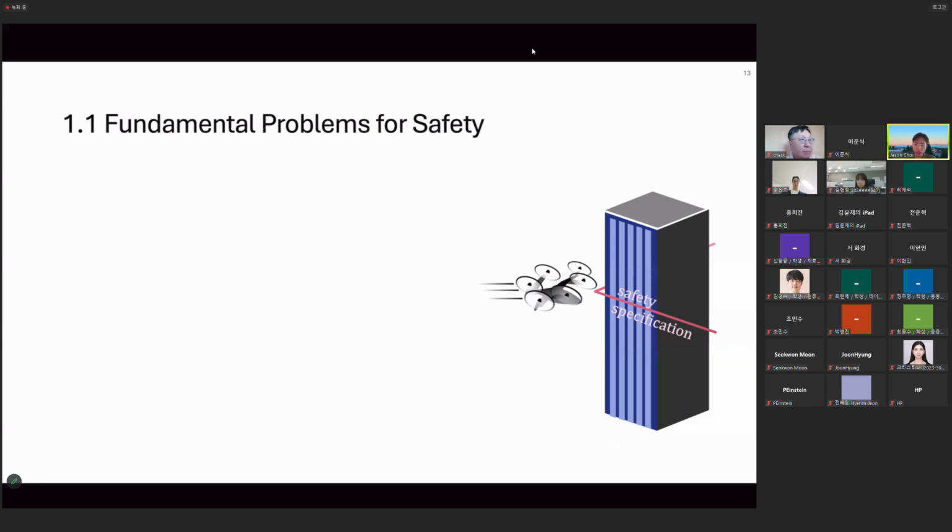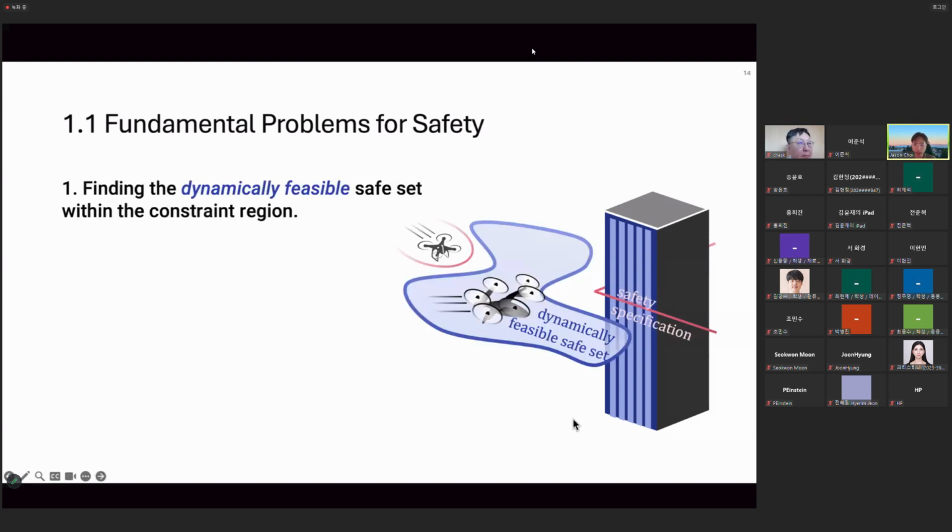But given this safety specification, it's not straightforward to directly impose this condition because although the current robot state might be within our constraint region, or within our safety region, no matter what the vehicle does with its control action, there are some states in this constraint region where the vehicle will inevitably lead to this failure state. So the first fundamental problem for safety is effectively ruling out such a failure region where we cannot do anything to prevent the safety violation, and coming up with a subset within our constraint region that is dynamically feasible for the robot to stay within.